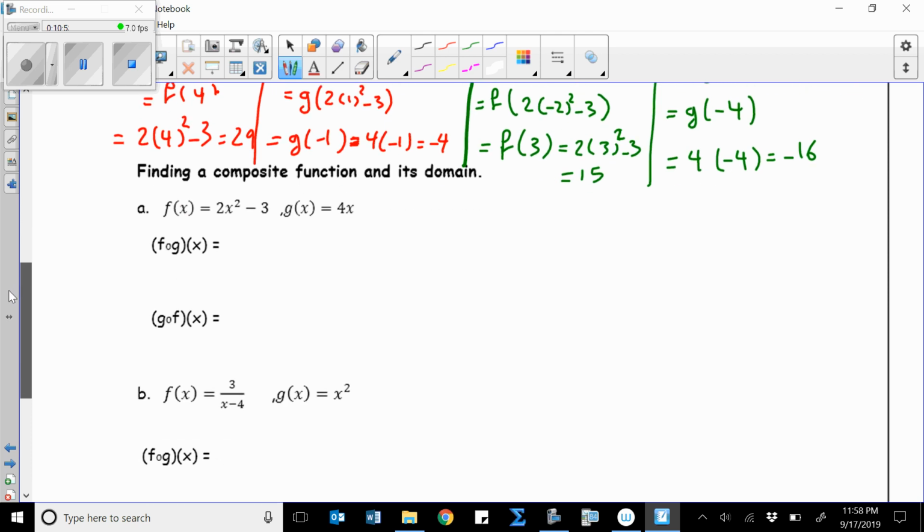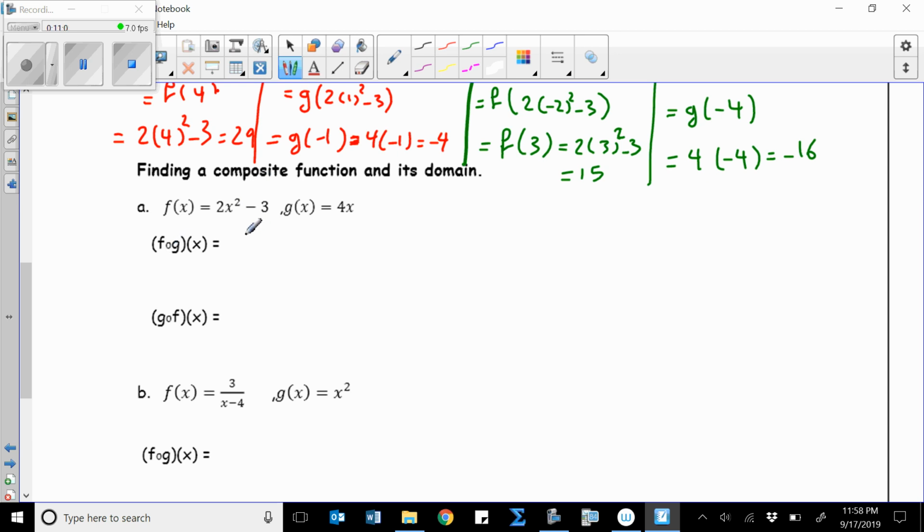In the next problem, we're trying to find the equation of the composite function. So f of g of x, instead of finding the value, we're trying to find the equation. Again, we start with f of g of x.